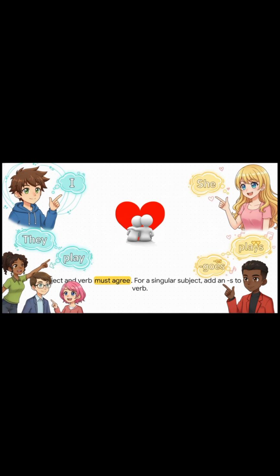It's called subject-verb agreement. For a singular subject, like he, she, or it, the verb needs a little S on the end. Think of them like best friends. They have to match. So I go, but he goes. They play, but she plays. It seems small, but wow, it is absolutely crucial for sounding natural.